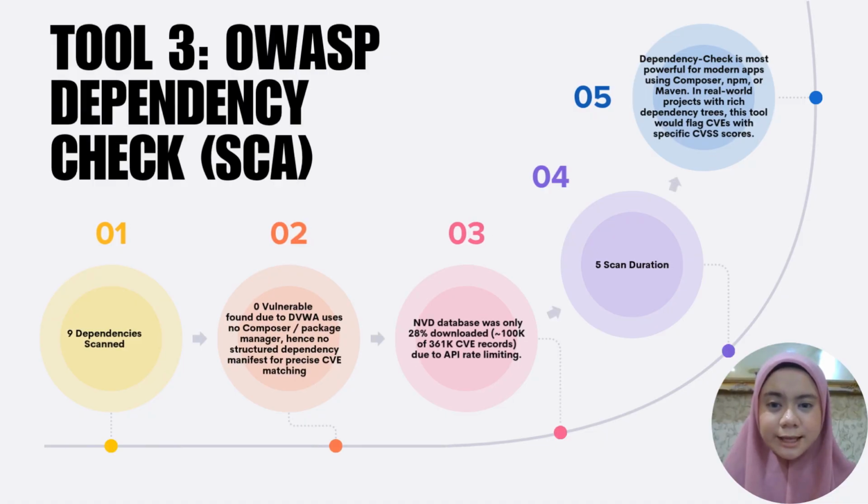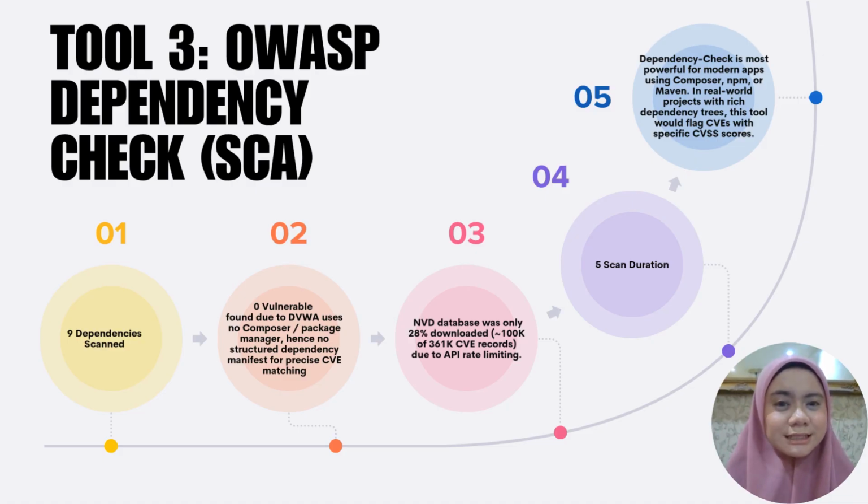Dependency-Check scanned 9 dependencies and found 0 known vulnerabilities. The scan completed in about 5 seconds, but the NVD database was only 28% downloaded because it takes a very long time, even 2 to 3 days. Roughly 100,000 of 361,000 CVE records were downloaded due to API rate limiting.